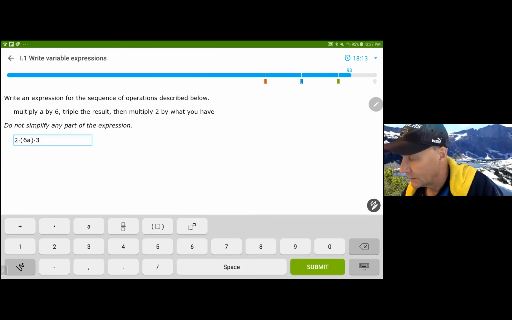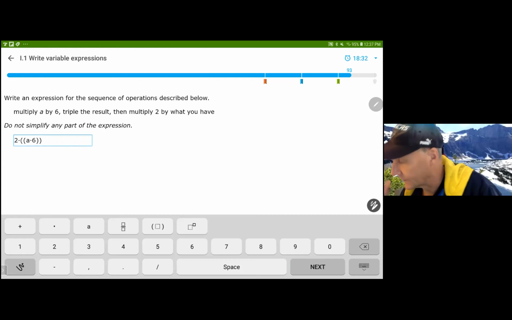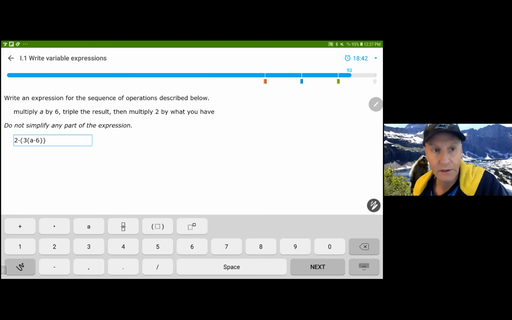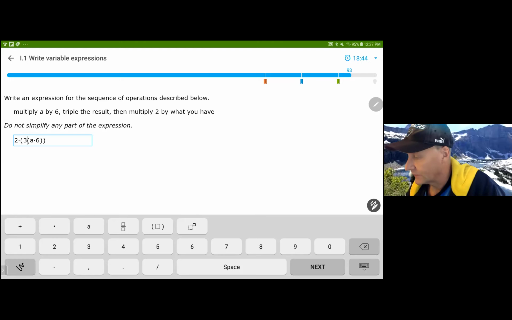And I'm doing this whole thing. So let me put parentheses inside. I'm going to take A times 6, and then I'm going to multiply that. Sorry, come on, get in there. Doesn't want to get in. There it is. Triple the result of A times 6, and then multiply by 2. It says don't simplify any part of the expression. So this is really correct. I could have gotten away without putting the extra parentheses though.